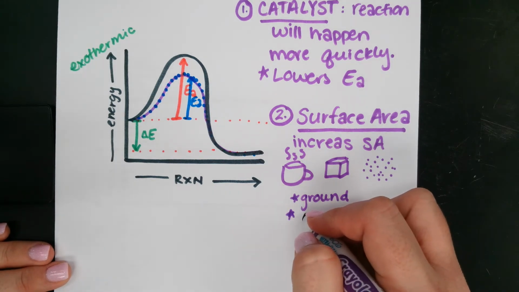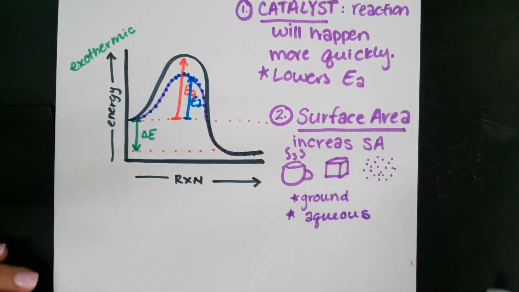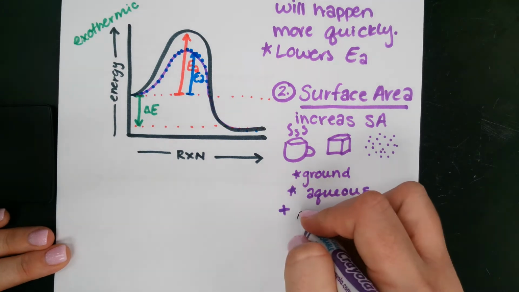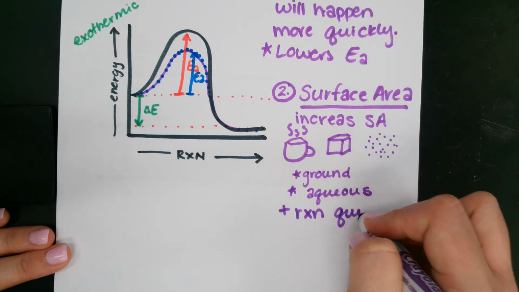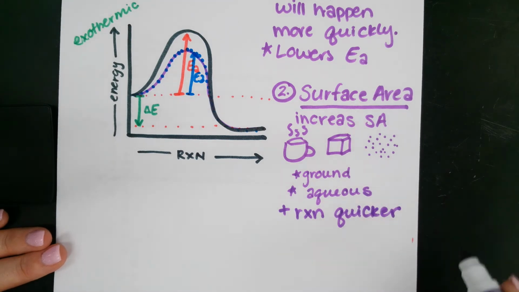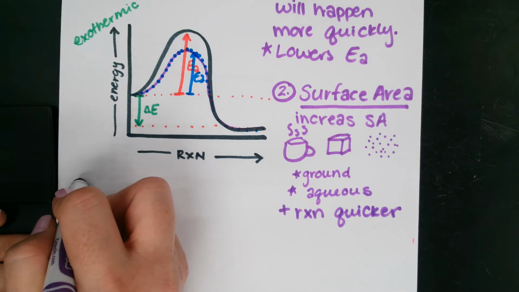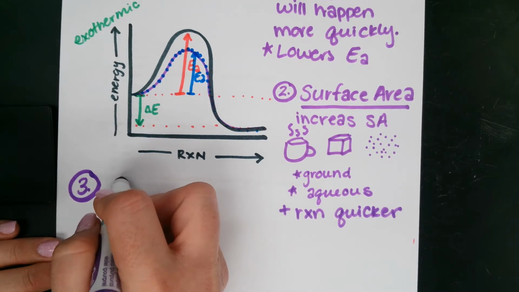Another example would be to make an aqueous solution. So if you dissolve it in water, you've increased the surface area. And both of those are going to increase the rate of reaction. This means the reaction is going to happen quicker. So increase the surface area, increase the rate of reaction. Our third one we can talk about is the concentration.